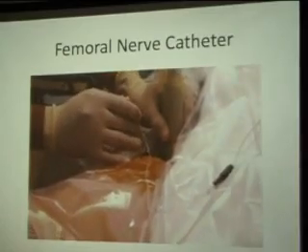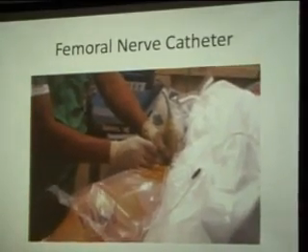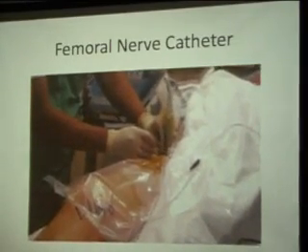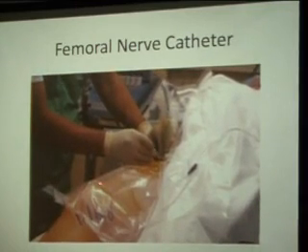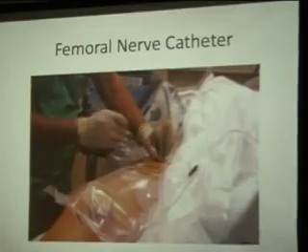Here's the Tuohy needle, which is hooked up to a nerve stimulator. We set the current at 0.1 and then we don't touch it. We just leave the current at 0.1. As you insert it lateral to the nerve, you start getting the quadriceps response. You can see the classic patellar snap.